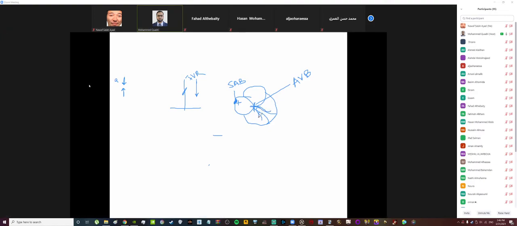Sometimes these bundle branches can block. If the right bundle is blocked, this is known as RBBB, right bundle branch block. And sometimes the left bundle can get blocked, and this is known as LBBB, left bundle branch block.